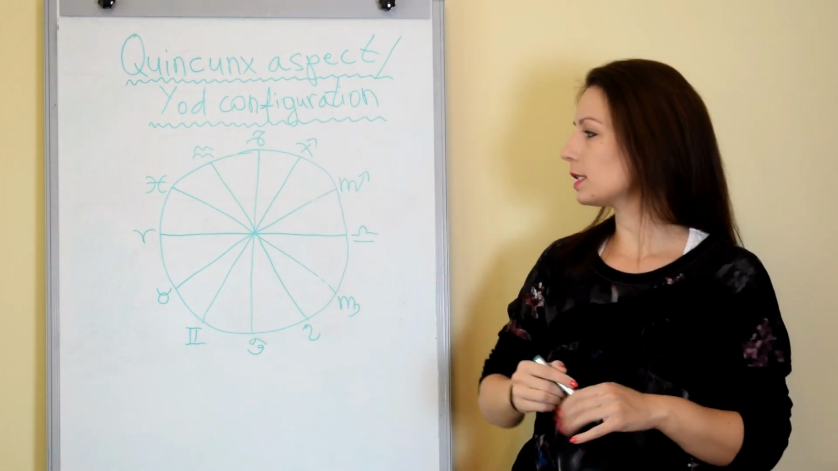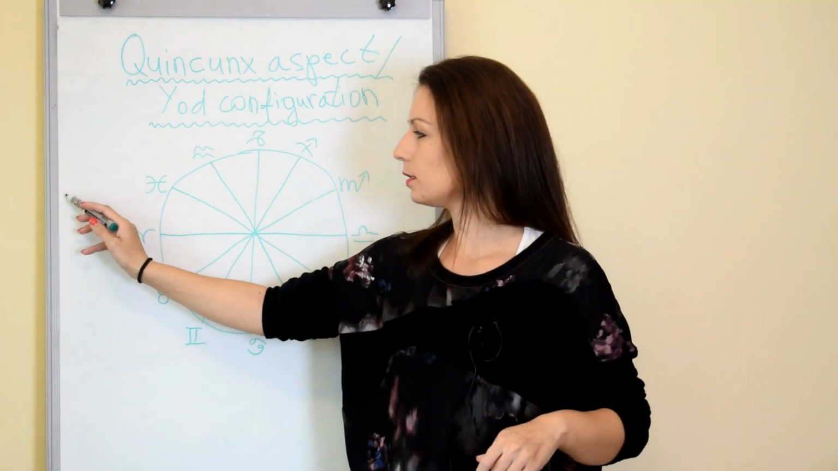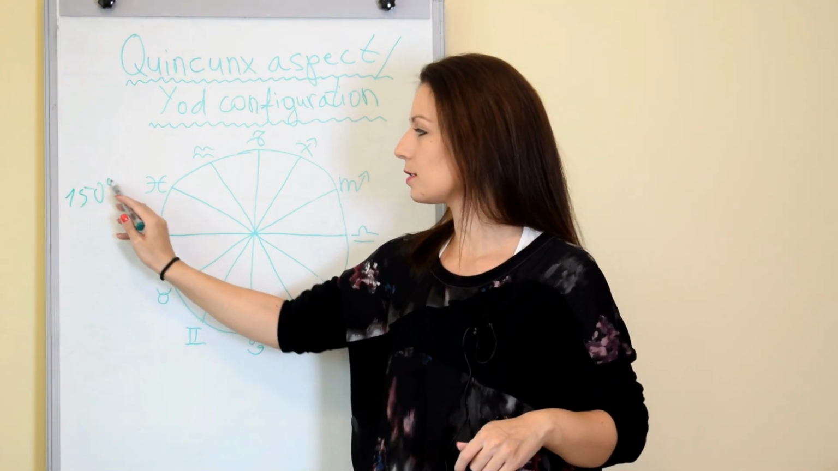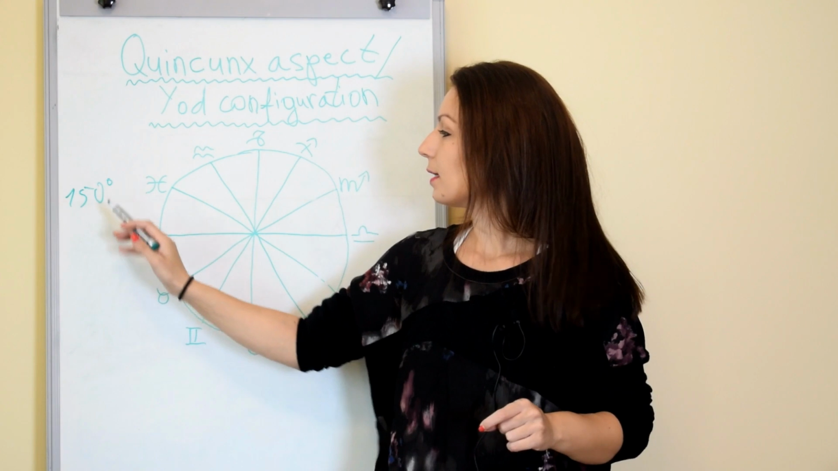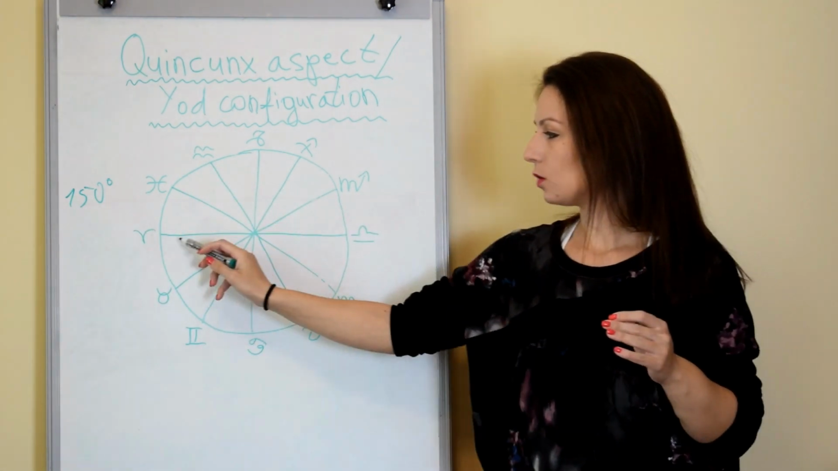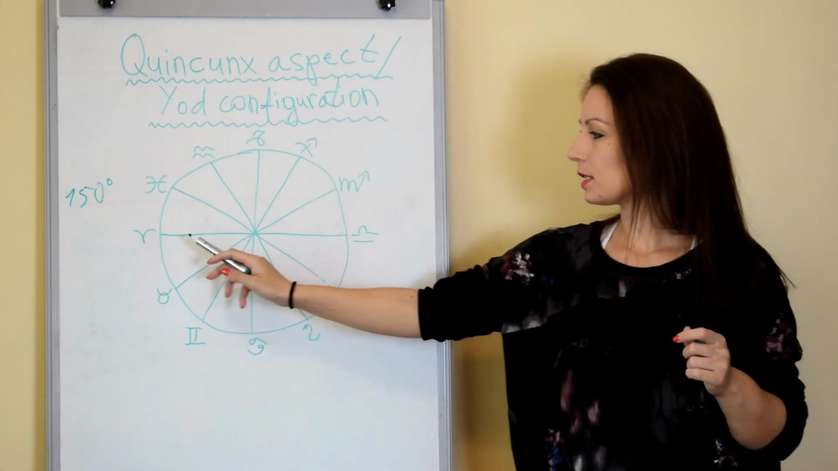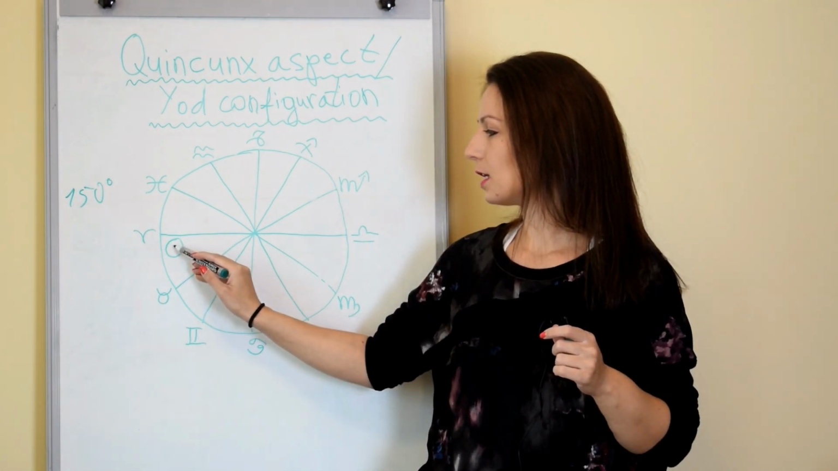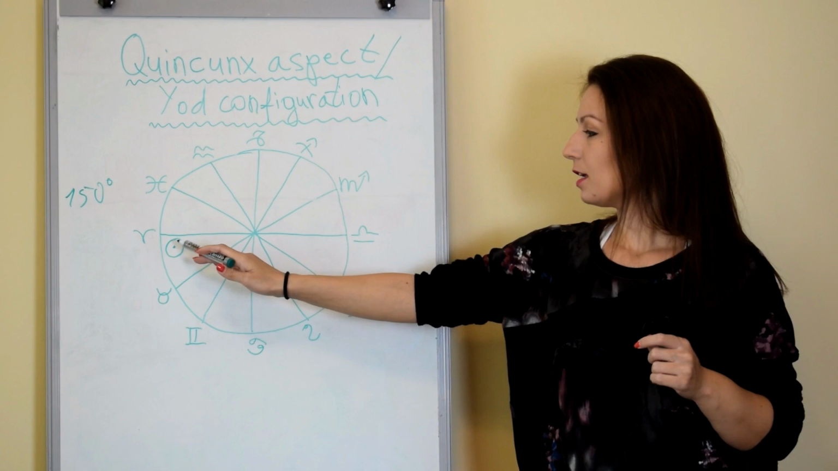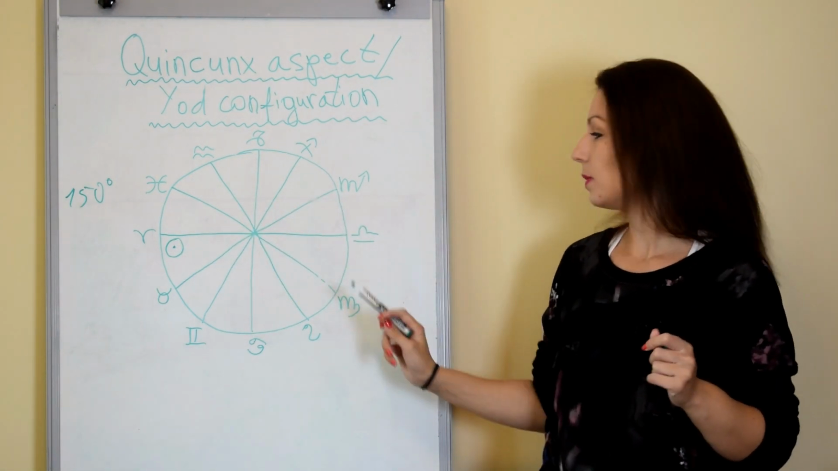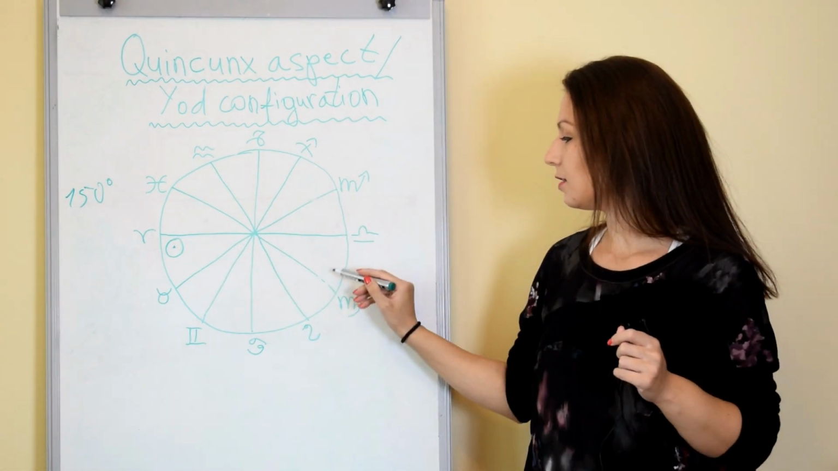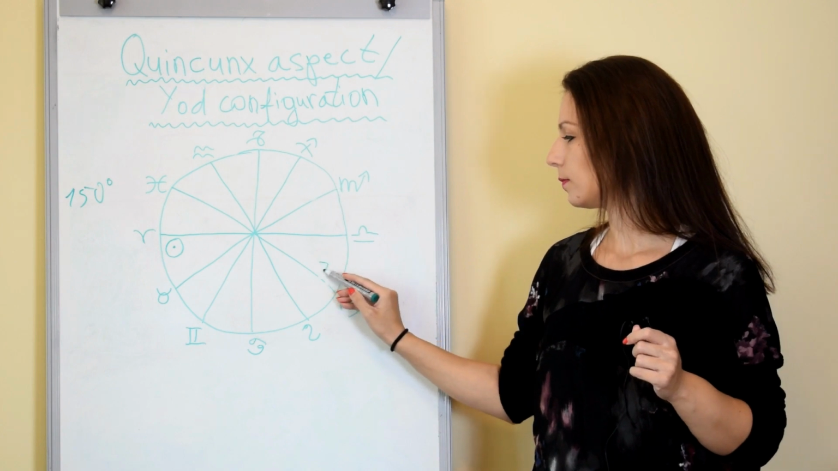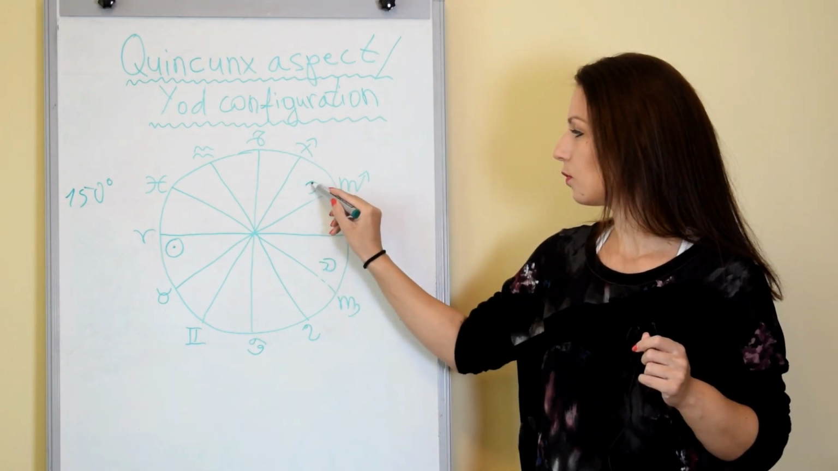So the Quincunx aspect is basically 150 degrees. It means that you need to have one planet in one sign. For example, let's say that we are talking about Aries. If you have the sun in Aries, then in order to have a Quincunx aspect, you need to have a planet in Virgo or Scorpio. Let's say that this is the moon.